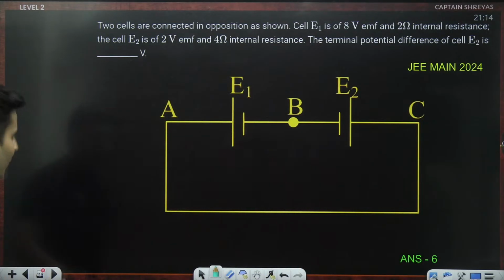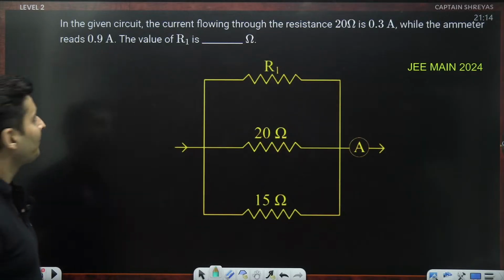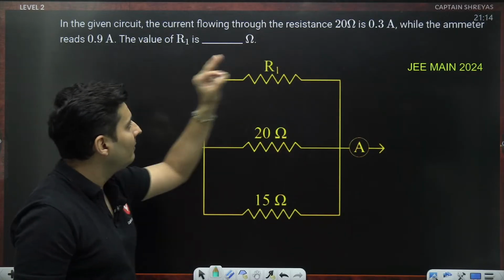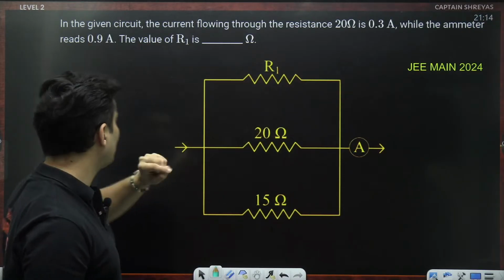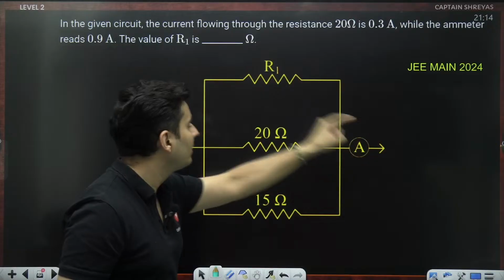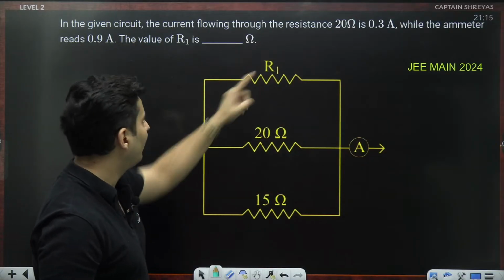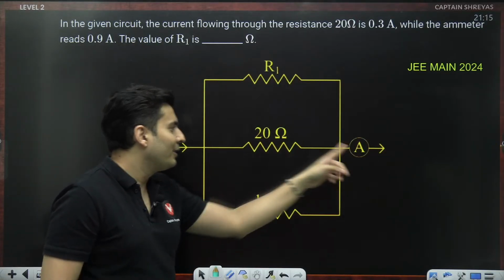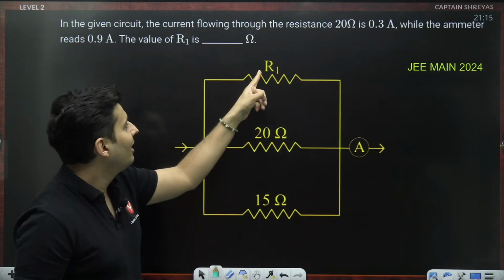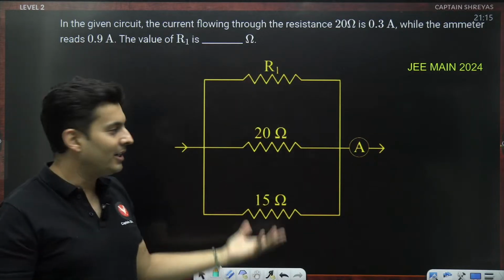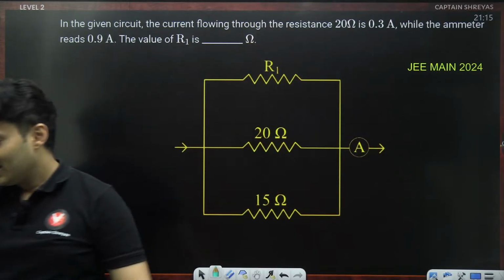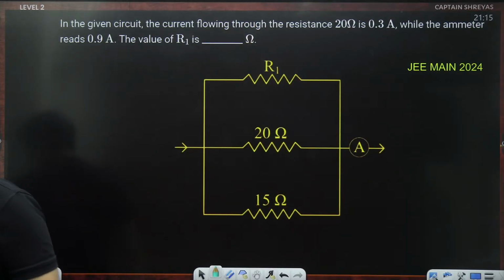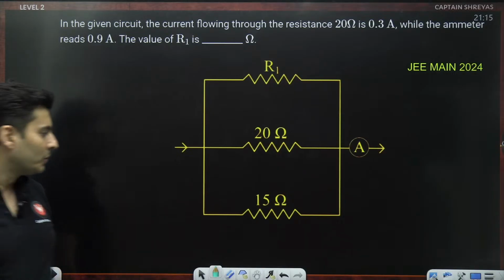All right. Moving on to the next question on your screen. In the given circuit, the current flowing through the 20 ohm resistance is 0.3. The ammeter reading is 0.9. Find the value of R1. Wow. This value they have given, this value they have given, nothing about this. They have asked this. That's what JEE or NTA is for you. They give you this, they give you that, and they ask you that. Cool. Let's do this. It's not that difficult.